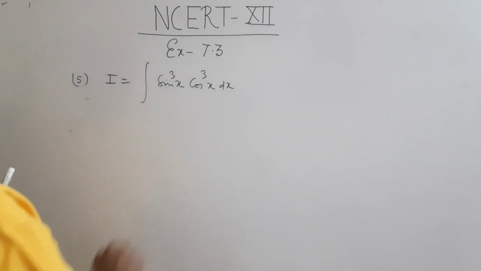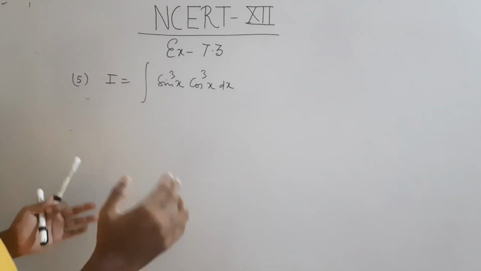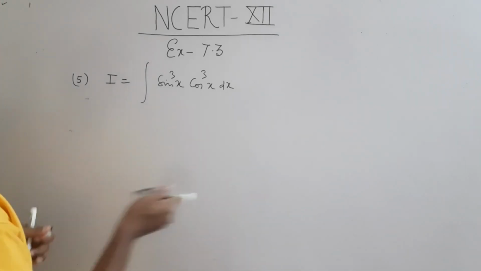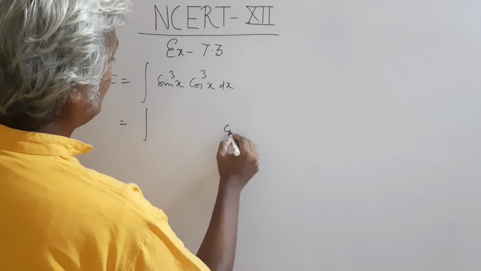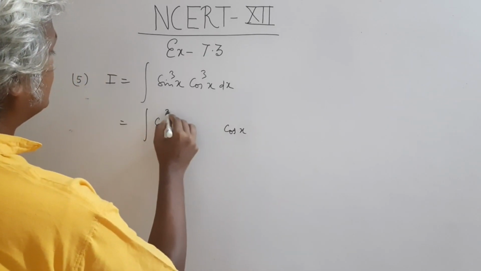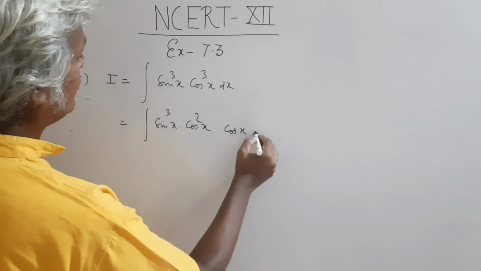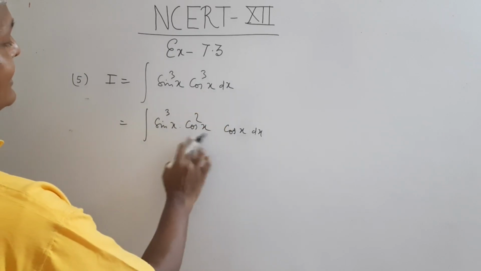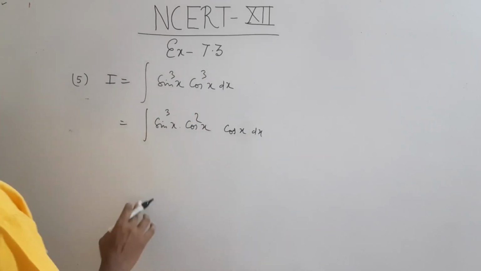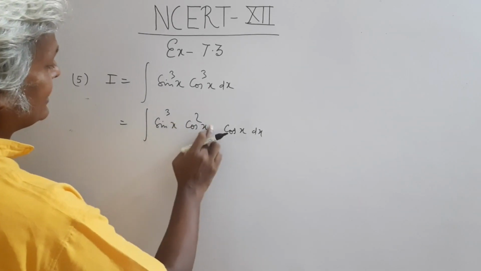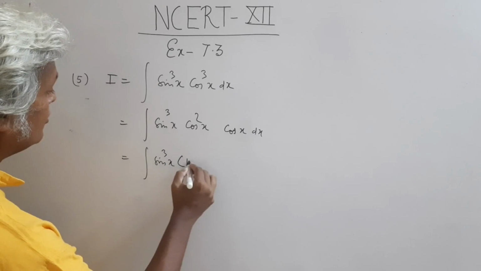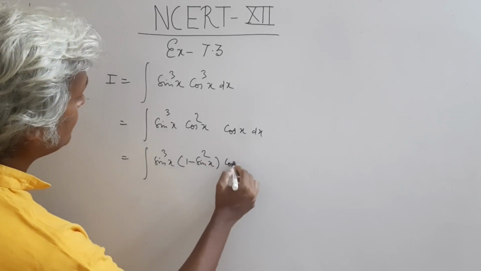But since the differentiation of cos x gives you minus sin x and I don't want to go directly into the negative signs, it is not that this will create any problem, it is only a problem that I can avoid, so I'm avoiding it. So I keep one cos x outside, and this is sin cube x and this is cos square x dx. Here I have written cos cube x as cos square x and cos x. You could also have written sin cube x as sin square x and sin x. Now this cos square x can be written as 1 minus sin square x. So I write sin cube x, 1 minus sin square x, cos x dx.